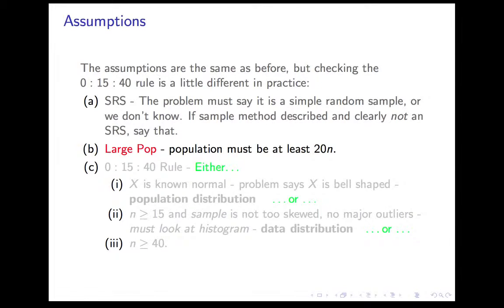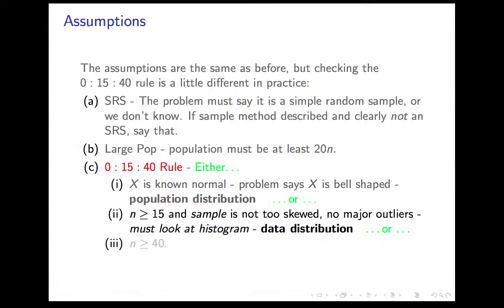The 0, 15, 40 rule. There's a little bit more care here. So still three options. The first one is still x has to be known to be normal. So that's only met if the problem says that x is bell-shaped. Remember, x, the distribution of x, is the population distribution. So if the population distribution is bell-shaped, you're done.